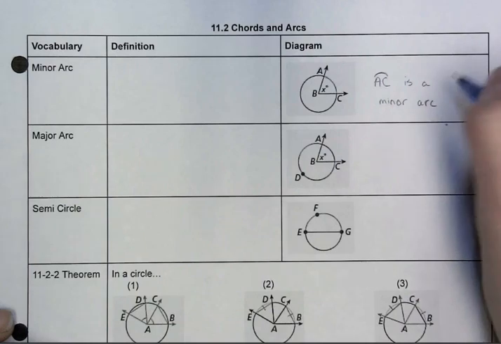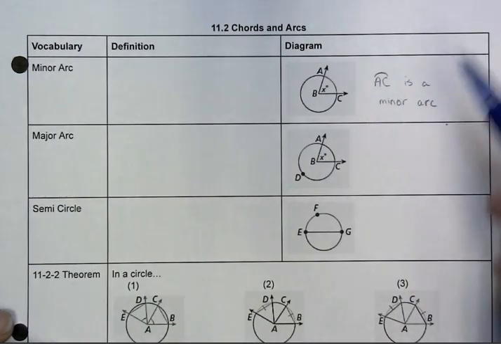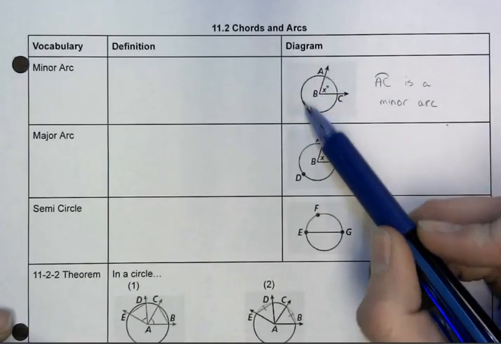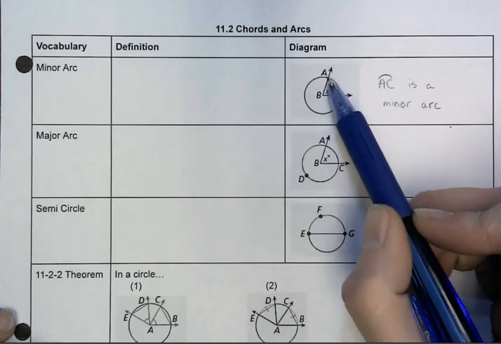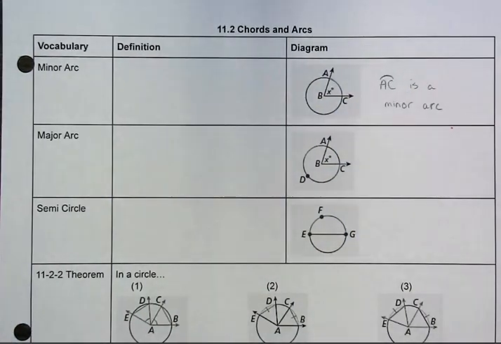So minor arcs, we usually use two letters. I know there are two possible ways to think about AC. It could be this big arc or this small arc. So we usually just use two letters if it's a minor arc.